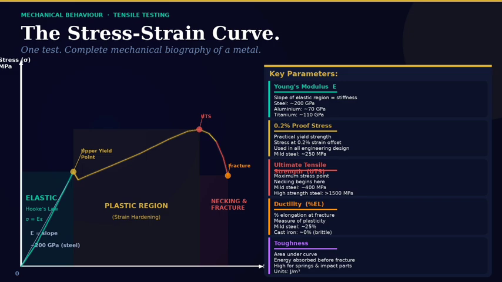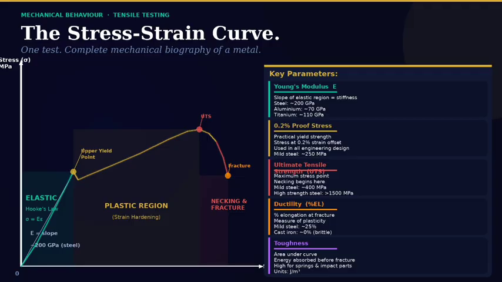Starting from zero, the curve rises steeply in a straight line. This is the elastic region. Stress is proportional to strain, Hooke's law. Remove the load here and the material springs back completely. The slope of this line is Young's modulus, the material's stiffness. For steel, approximately 200 gigapascals.